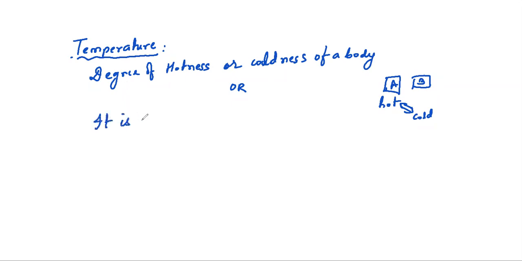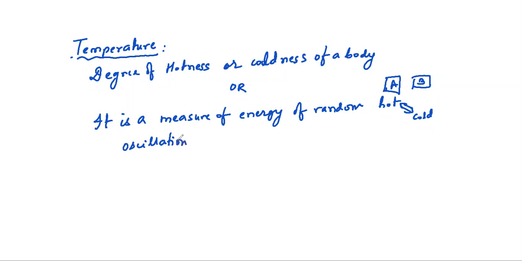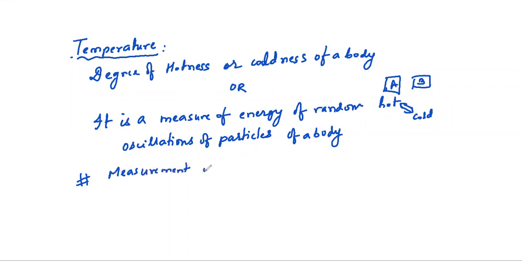Okay. So what is temperature? We can also say that it is a measurement of energy of random oscillations of particles of a body. So temperature is the measurement of the energy of random oscillations of the particles of the body. All right. Okay. Now, how do we measure temperature? So we are going to talk about measurement of the temperature.